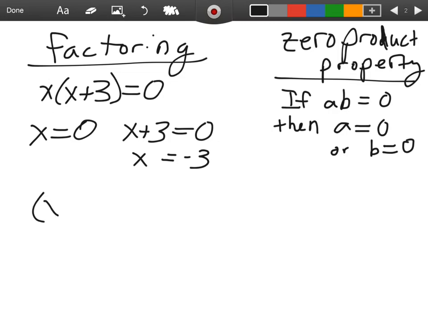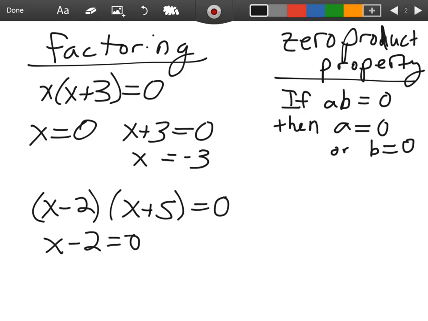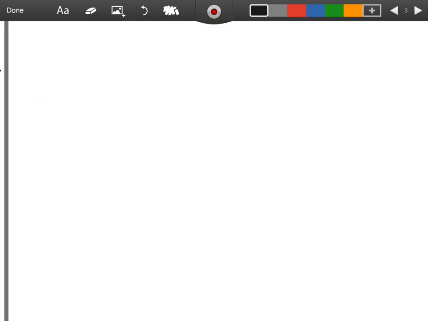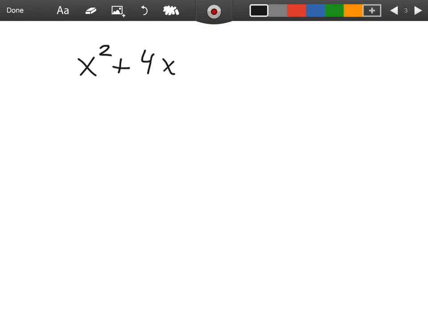Here's another one, already in factored form. This one's two binomials. x minus 2 equals 0 and x plus 5 equals 0. Taking the two factors and setting equal to 0 and solving each of them, I get x equal to 2 and x equal to negative 5. That's my two solutions.